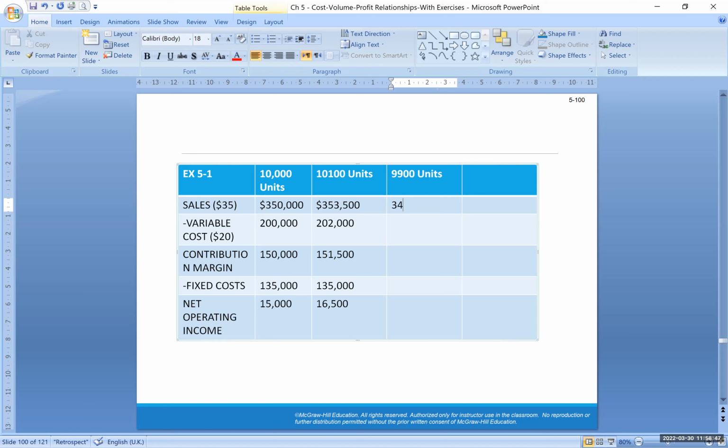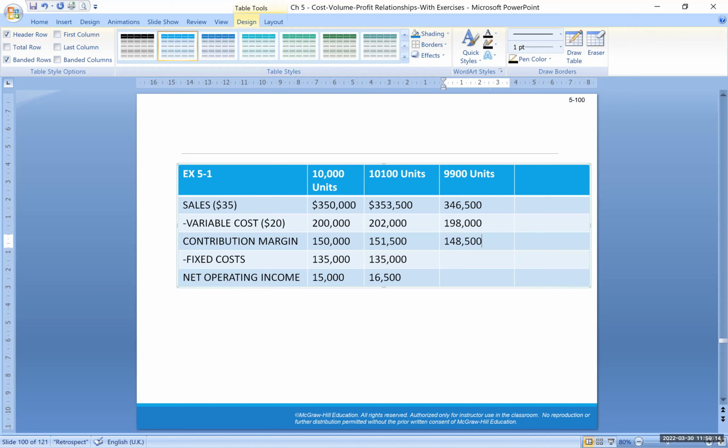9,900 multiplied by 20 for the total variable cost equals $198,000. Contribution margin will be the difference between these two numbers, $148,500. No change for the fixed costs, which is $135,000, and the answer for the net operating income will be $13,500. So a decrease of 100 units will decrease the net operating income by $1,500, from 15,000 to 13,500.